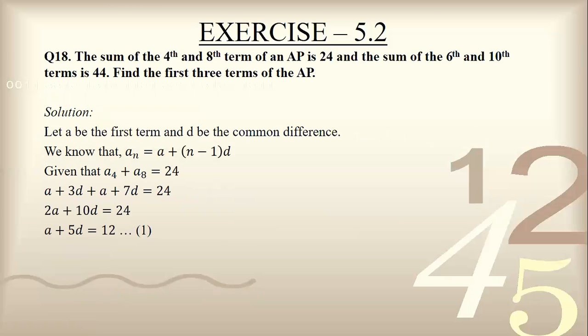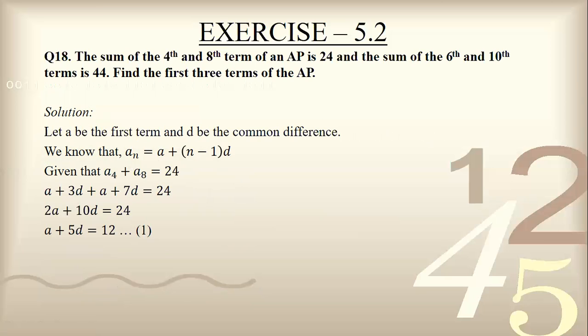On the next one, the sum of the 4th and 8th term of an AP is 24 and the sum of the 6th and 10th term is 44. Find the first three terms of the AP. So let A be the first term and D be the common difference because both are unknown for us.